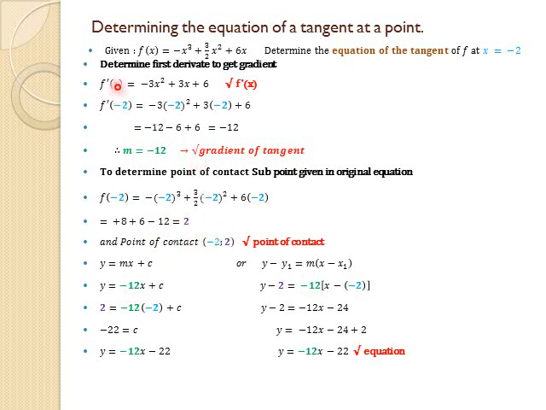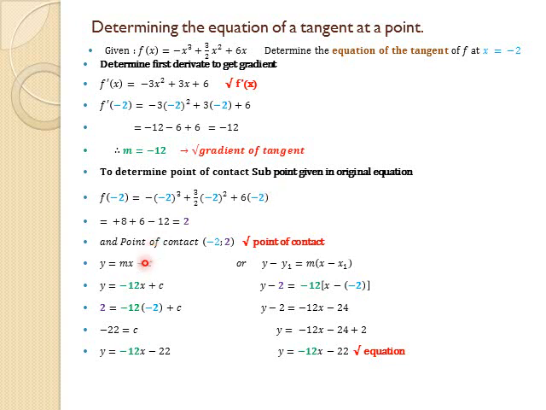So: the gradient, first derivative, sub in the point given, then sub the point in the original equation to get the point of contact. 1 mark for the first derivative, 1 for the gradient, 1 mark for the point of contact. Another mark there for substitution.